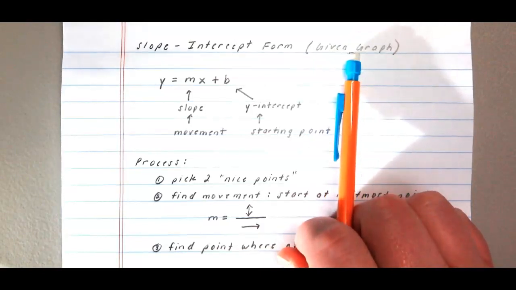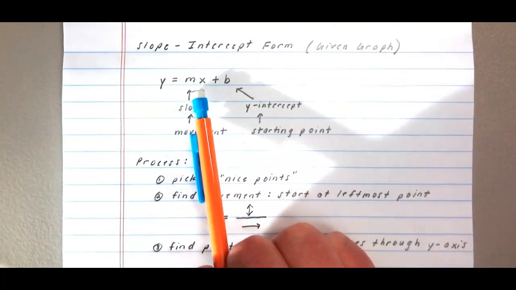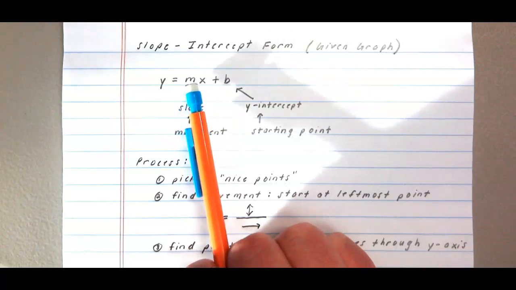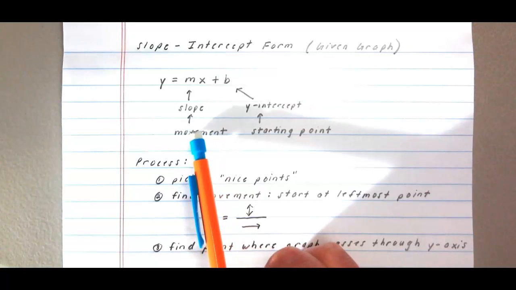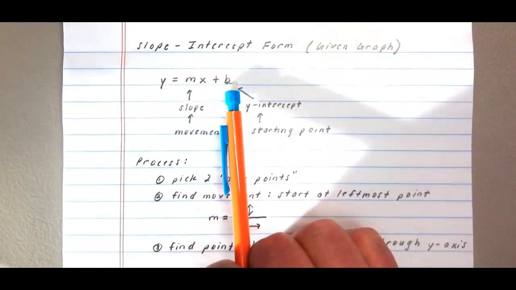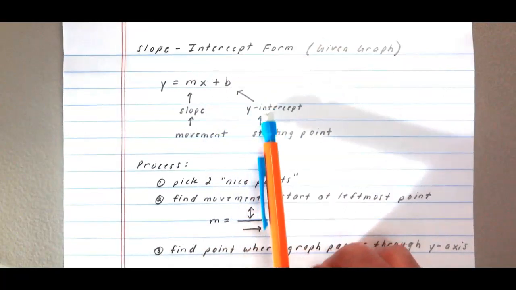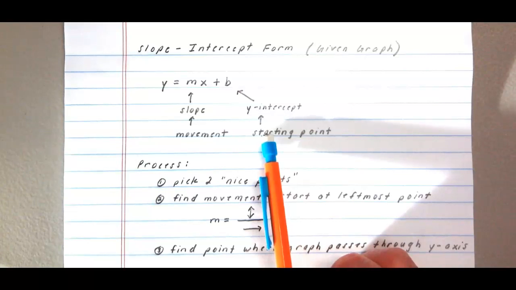So just a few things to review. The slope-intercept form is y equals mx plus b. The m in the formula represents the slope, or what we would call the movement of the graph when we look at it from left to right. The y-intercept is written with the letter b, and the y-intercept is often considered the starting point. It's the part where it hits the y-axis, so it's sort of where it begins.